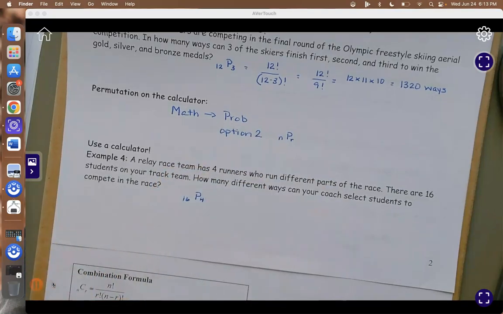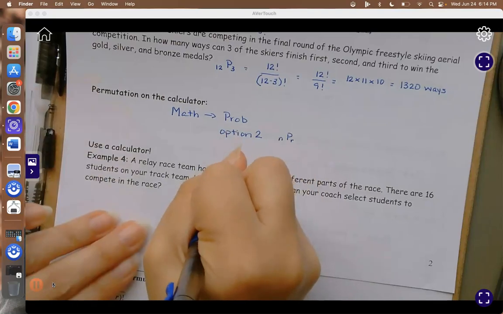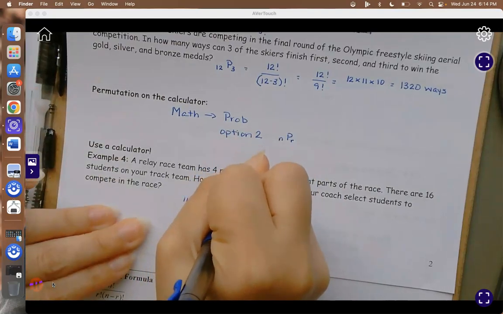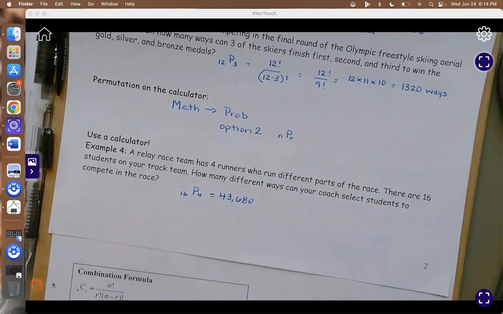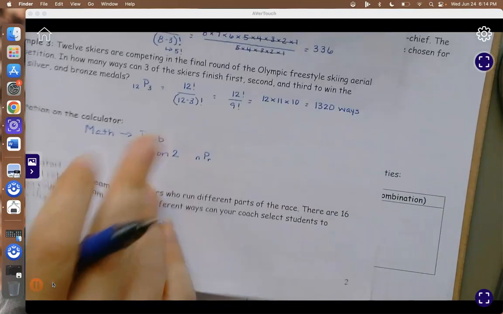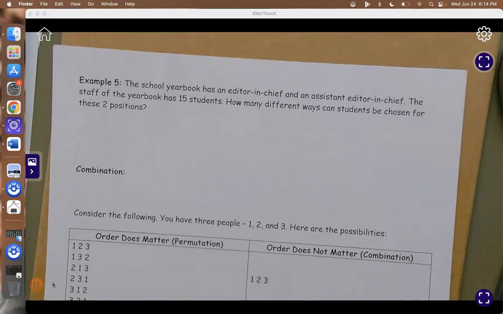So take a minute and type that into your calculator. All right, you should have gotten 43,680. Okay, so hopefully you got that. Let's do one more, and this will be the end of our lesson for today.